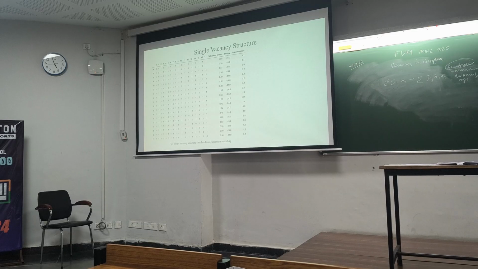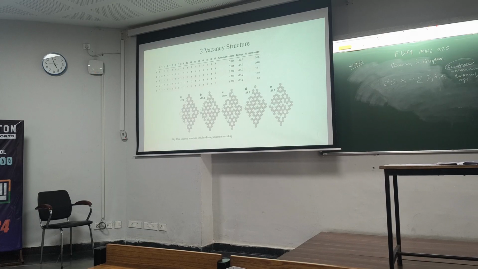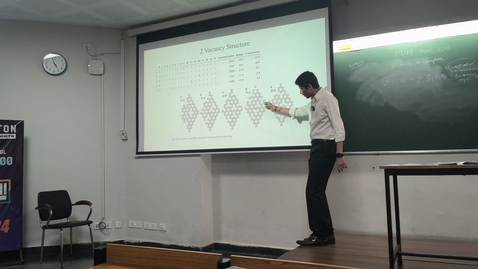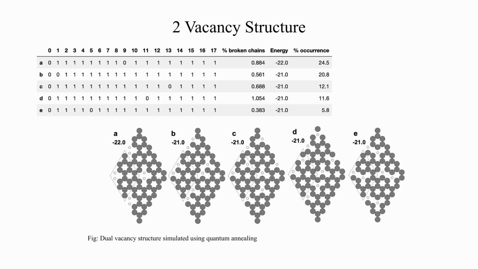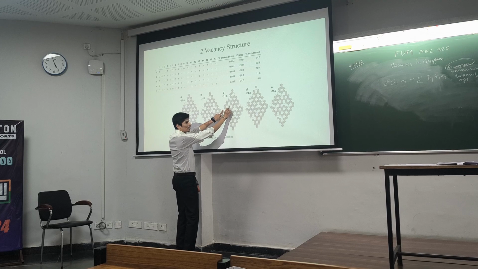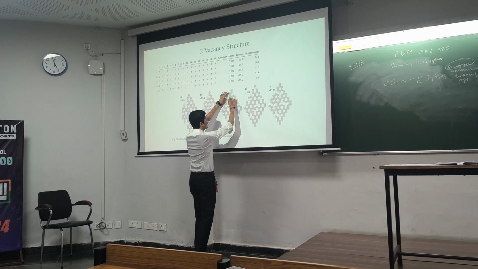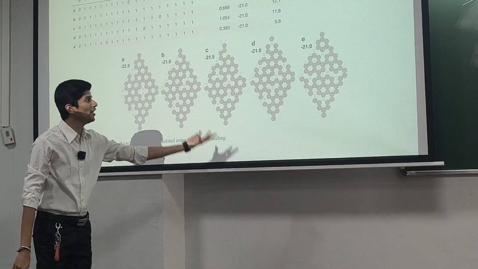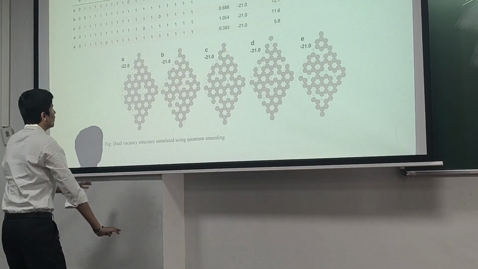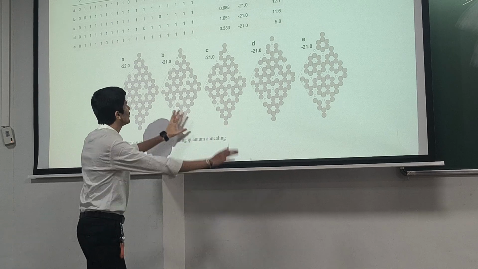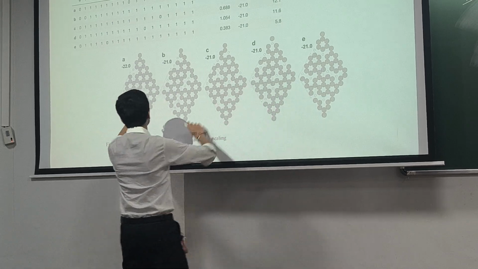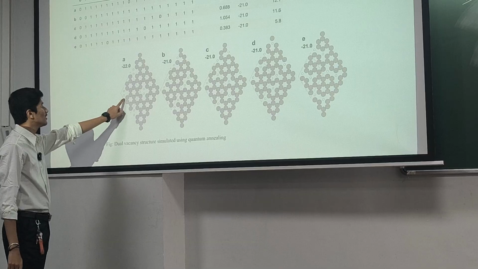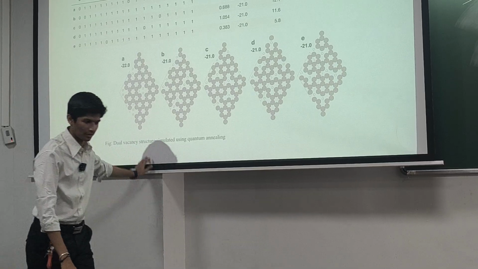And here is the two vacancy structure. This would be more clear now, because with two vacancies in this particular unit cell, there are two vacancies, 1 and 2, and this is again another unit cell. The same vacancies are repeating because this is a periodic boundary condition. So you can see this configuration has -21, and this is the one with the least energy. So this is the most optimum solution.